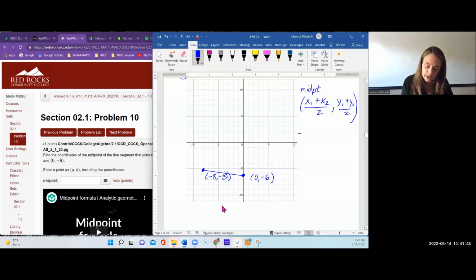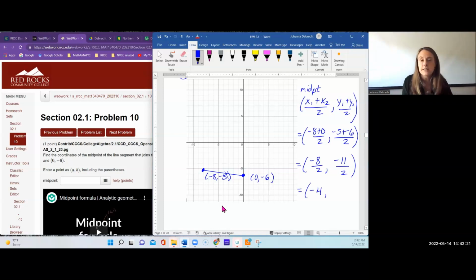So my midpoint is going to be (-8 plus 0) divided by 2, comma, (-5 plus -6) divided by 2. -8 plus 0 is -8, so I get -8 over 2. -5 plus a -6 is the same as -5 minus 6. They're both negative. So I get -11 over 2. -8 over 2 reduces and gives me -4.